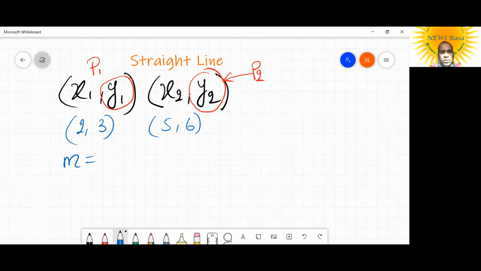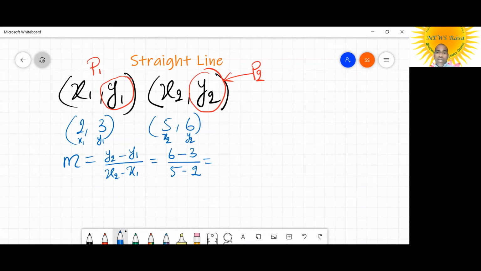That's the question. Here we have our y2 and this is our x2. This is our x1 and that is our y1. So what do we have to put? We have to say y2 minus y1 over x2 minus x1. You with me? So what is the y2 here? It's 6. And what is the y1? It's 3. What is the x2? It's 5. And what is the x1? It's 2.